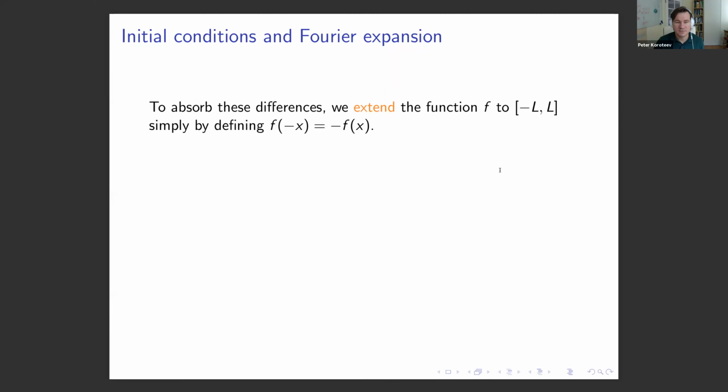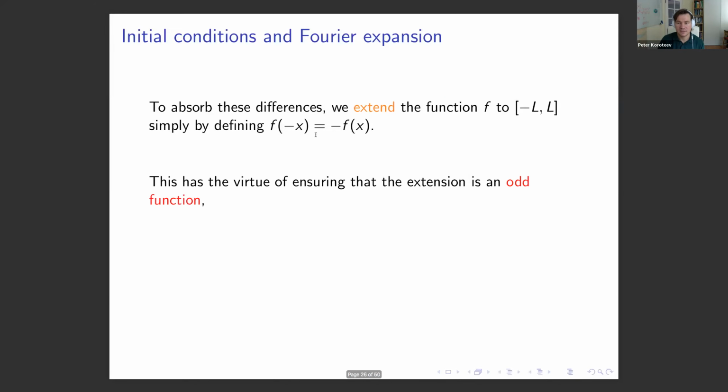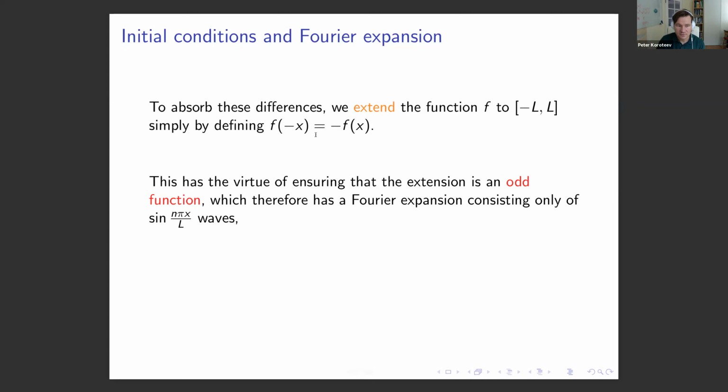To observe the differences between this treatment of Fourier series and what we need here, we'll extend the function from (0, L) to (negative L, L) in such a way that the function is odd. So f at negative x is negative f of x. That will make sure that only sines will remain, and the cosines will disappear because of parity.